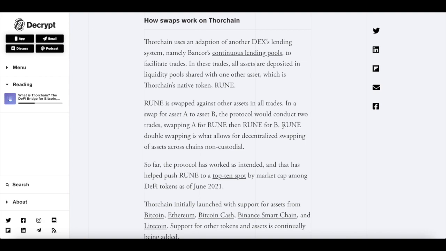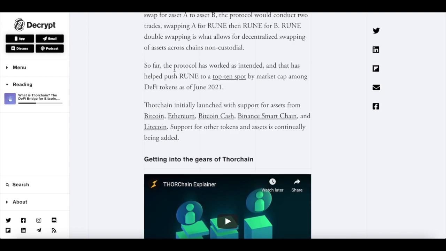So Rune's double swap is what allows decentralized swapping of assets. Now, so far, the protocol has worked as intended and has helped push Rune to the top 10th spot by market cap amongst DeFi tokens in the month of June 2021.